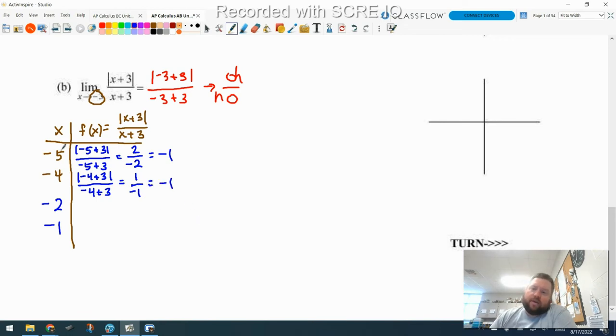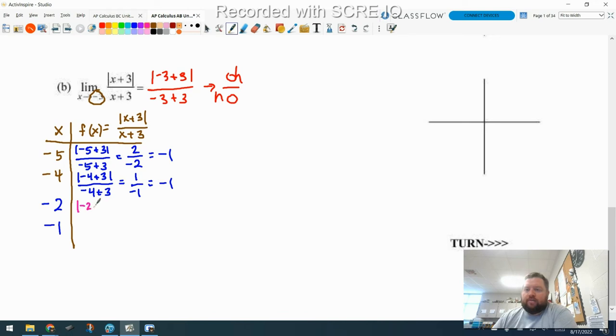And in fact, if we kept going left, -6, -7, -8, we would get the same pattern. It would be 3 over -3, 4 over -4, 5 over -5. And all of those would simplify down to -1. So everything going to the left of -3 is going to be a -1. All right, the pattern's going to change a bit when we get to the right.